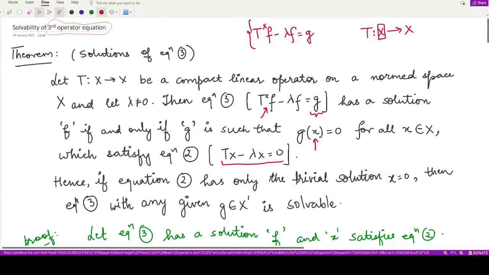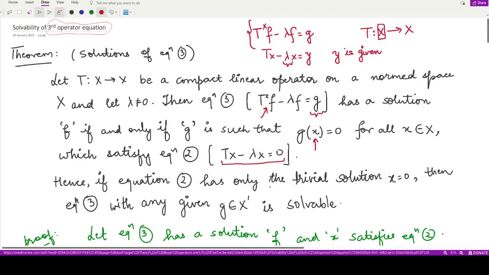And what is equation 2? That is the homogeneous counterpart for equation 1. Our equation 1 was Tx minus lambda x is equal to y, where y was some given vector from the normed space X, and lambda again was some complex number which is fixed. So they are saying if g of x is equal to 0 for every solution of Tx minus lambda x is equal to 0, then the third equation has a solution, and conversely, if the third equation has a solution, then g of x is equal to 0 whenever x is a solution of equation number 2.